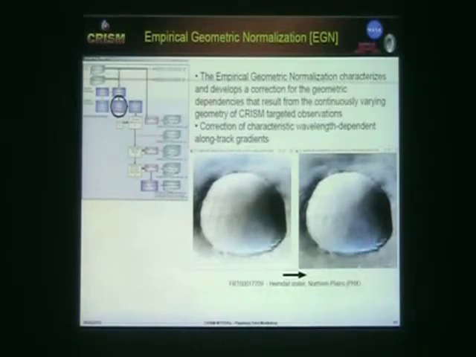The empirical geometric normalization, which is the first of the empirical procedures I'm going to touch on, characterizes the geometric dependencies within the full 11 seconds of prism observation. It does its best to characterize those effects in an agnostic way and take them out of the data. This is a one-off example of Hundel crater, which is up near the Phoenix landing site. You can see the before and after here.